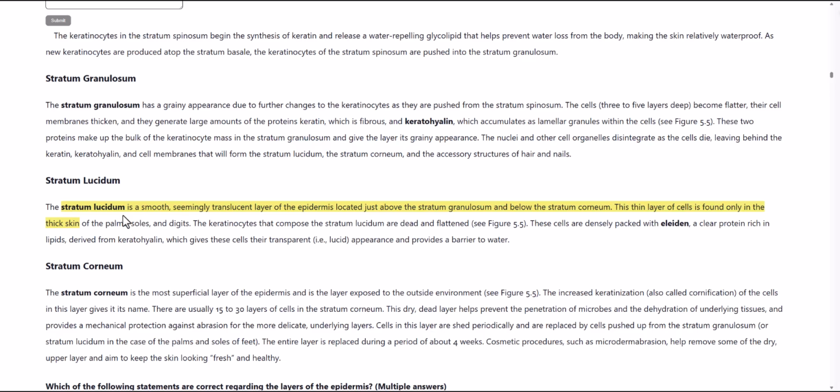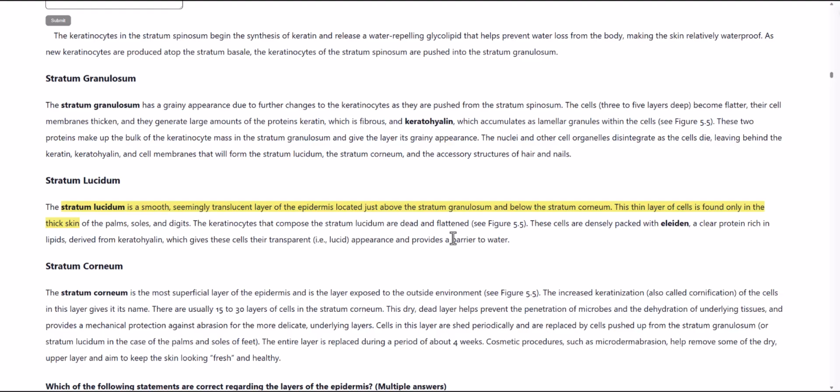Now, by the time we get to the stratum lucidum, these cells are dead and they have flattened out, and they have a very clear protein which is derived from the keratin, which gives this layer a very transparent, lucid, right? Lucid is a term that just means you can see through it. It's translucent, if you will, and it is a very strong barrier to the water, to our overall body.